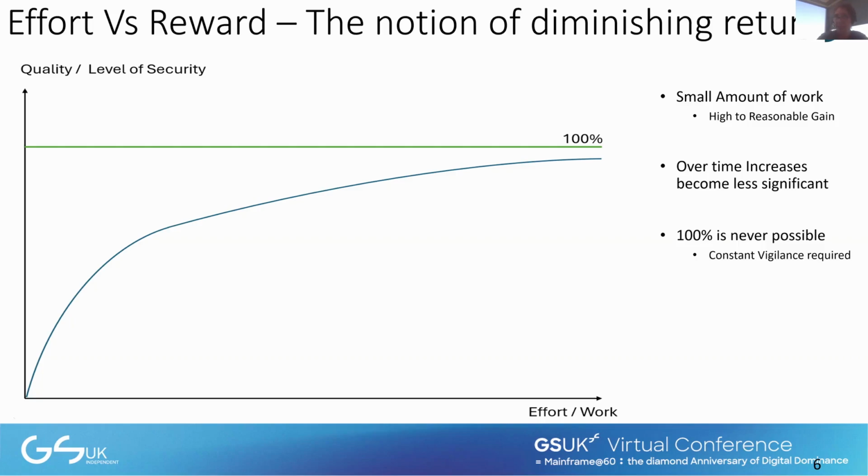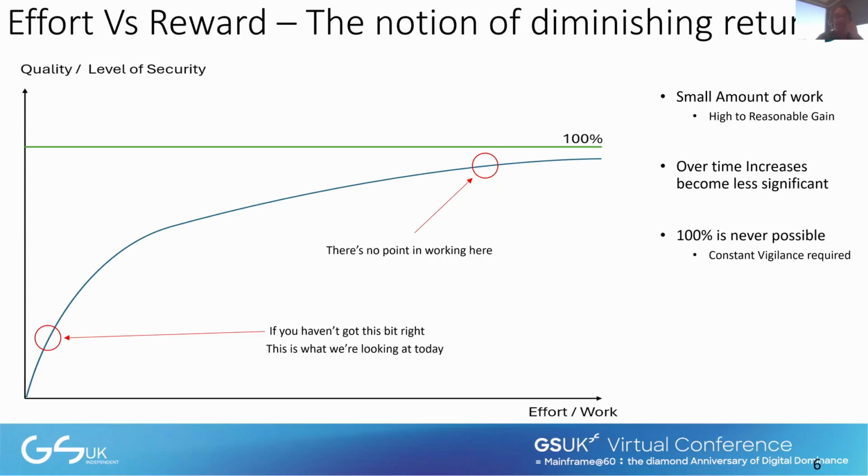Despite what anybody will say, despite what any vendor will tell you, there's no such thing as 100%. There's always a human factor, and we're human. We make mistakes. You can get as close to 100% as you can, but it is a constant vigilance. The whole point about this teaching is there's no real point in working on this part of the curve if you haven't got this bit right. And today, this is what we're going to talk about, this first bit, and see where we are on that.